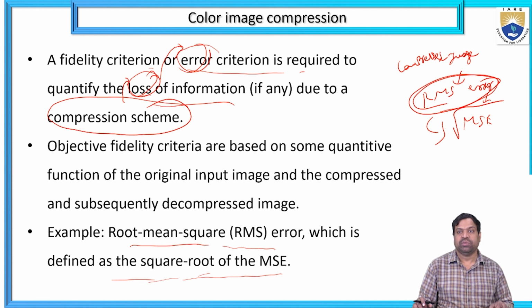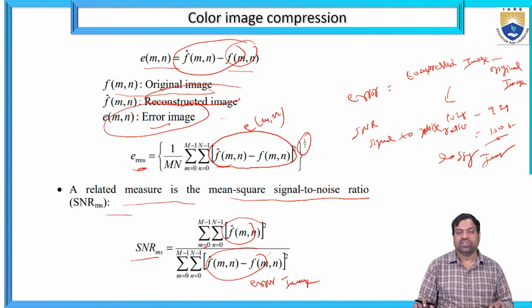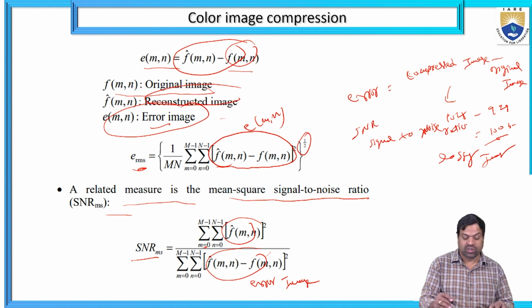Objective fidelity criteria are based on some quantitative function of the original input image and the compressed image. Root mean square error, or MSE, and the square root of MSE are the color image compression errors. The error e(m,n) equals f'(m,n) minus f(m,n), where f(m,n) is the original image, f'(m,n) is the reconstructed image, and e is the error image. The RMS error equals (1/MN times the summation over m equals 1 to M, n equals 1 to N, of (f'(m,n) minus f(m,n)) squared) to the power 1/2.